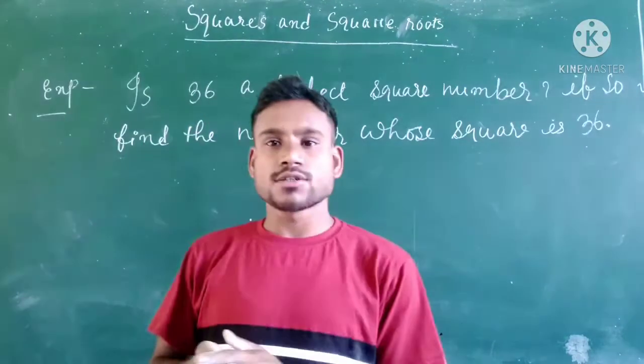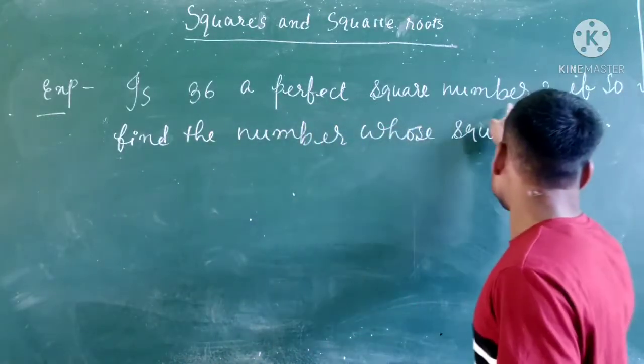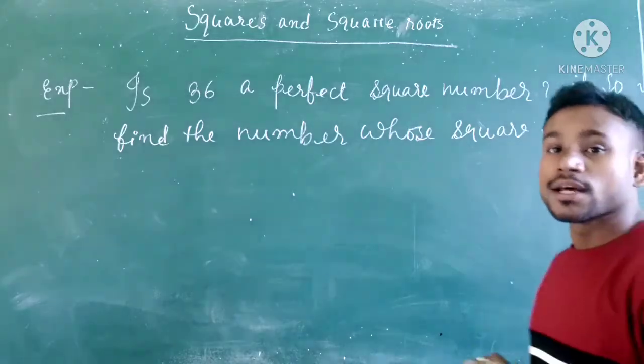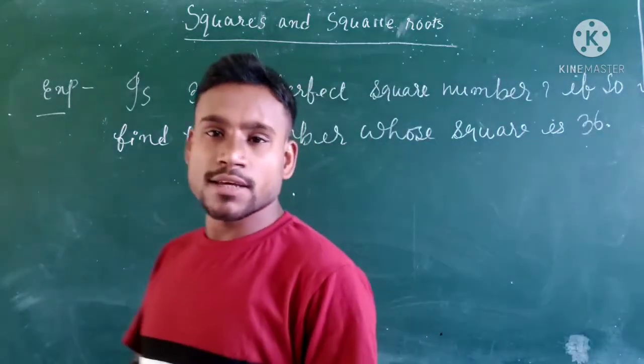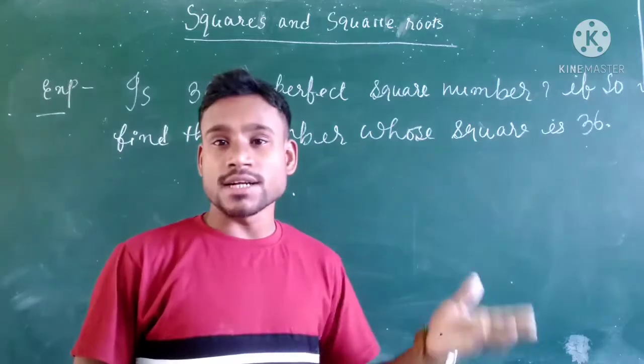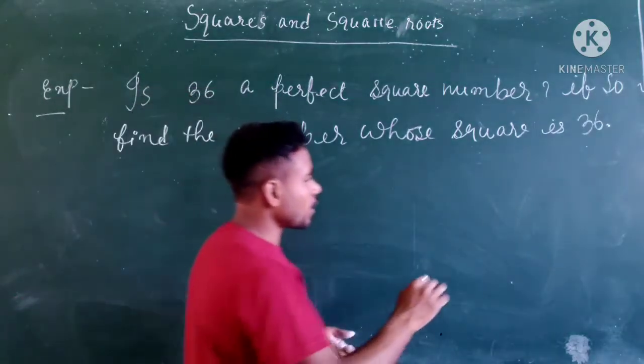So students, here we have an example. Is 36 a perfect square number? If so, find the number whose square is 36. Now we are given the number 36, and we need to check whether 36 is a perfect square or not. How do we check? This is very simple.